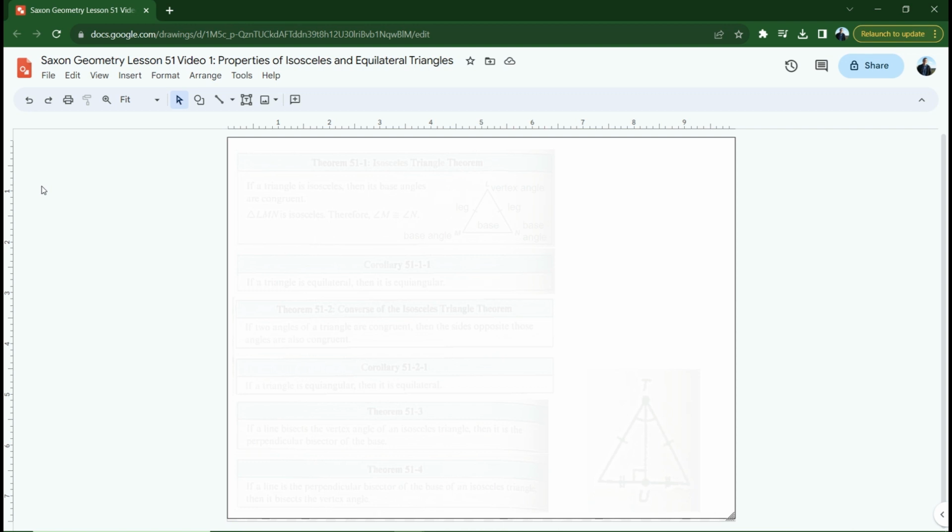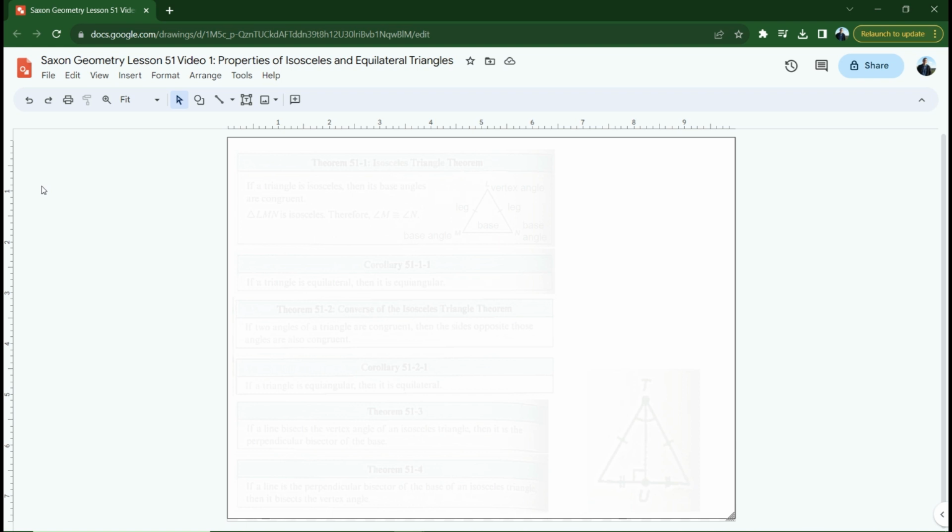Hey, geometry students. In this lesson, we are going to be taking a look at isosceles and equilateral triangles. Now, remember, isosceles triangles, by definition, have two sides that are the same length. That's it. That's the definition of an isosceles triangle. All other properties of isosceles triangles can be proven from that initial property that two sides are the same length.